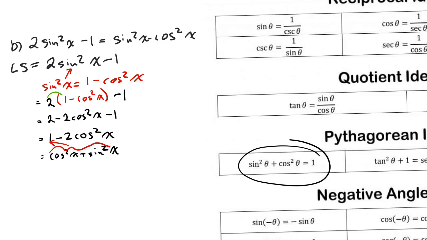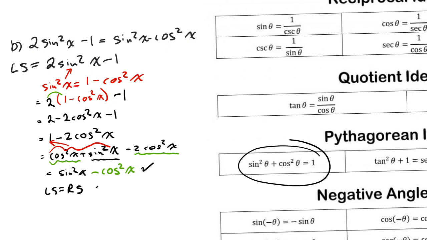Is that just one number there? And then we just write minus 2 cos squared x. So I have a cos squared x and a minus 2 cos squared x. Well, that just turns into minus cos squared x, which is what we want. And then we're left with sine squared x. Hey, it works. The left side equals the right side. Therefore, quod erat demonstratum. We're done.